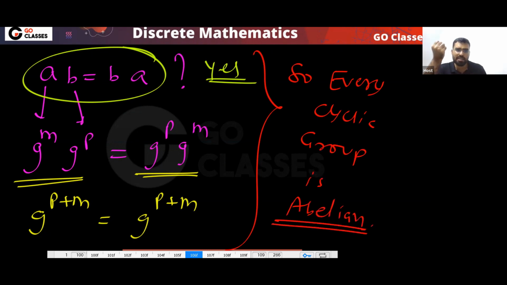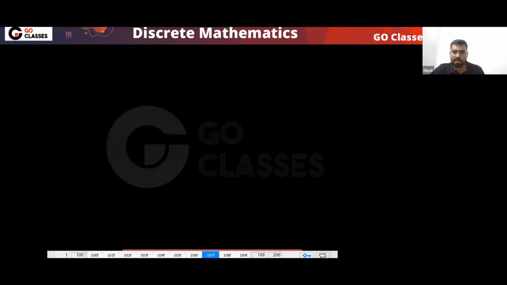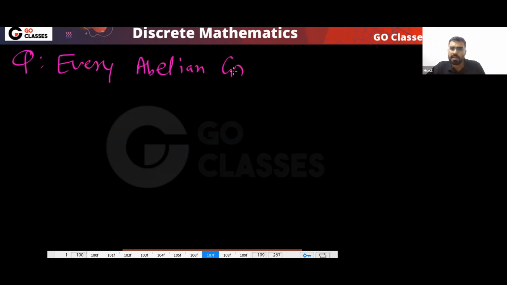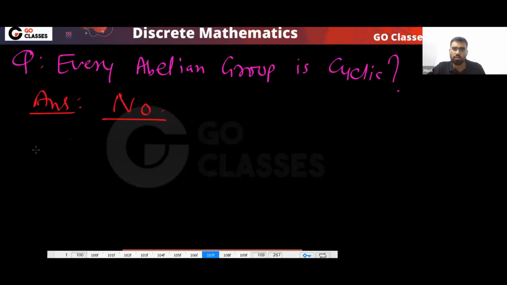Can I say every abelian group is cyclic? The answer is no. But give me a counter example. Give me a group which is abelian but not cyclic.